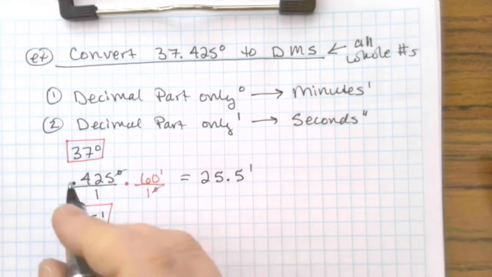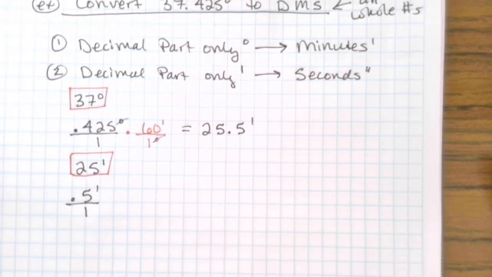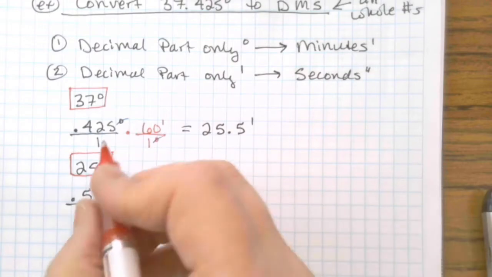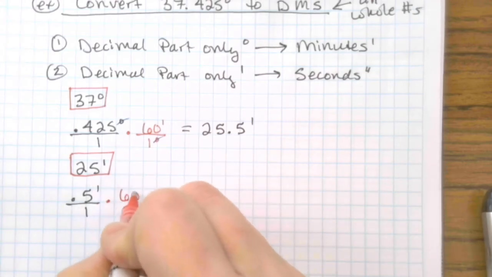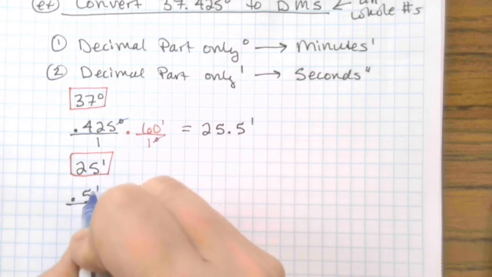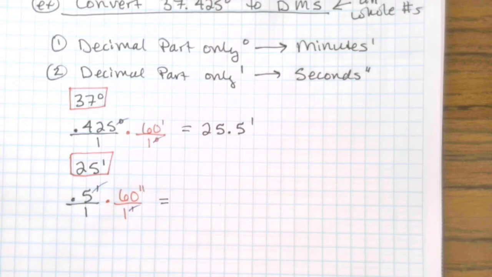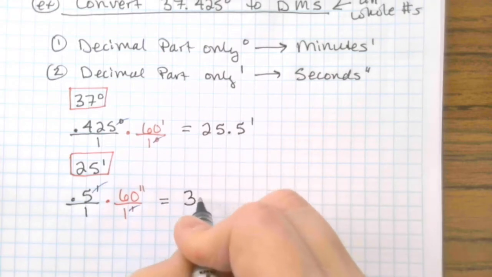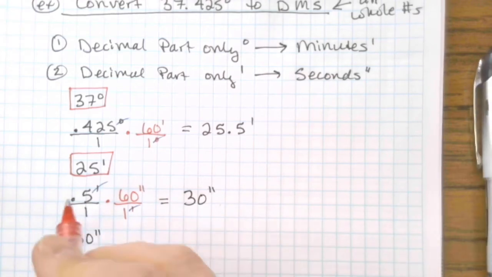So what we're going to do is keep the 25 minutes and peel off the decimal again, the 0.5, which is in minutes. Put it over 1. We're going to convert that to seconds. So we know there are 60 seconds in a minute. So we're going to go 60 seconds on top, 1 minute on bottom. That way our minutes cancel, and for units, all we have left is seconds. And this ends up being 30 seconds. So that is the third piece that we need.